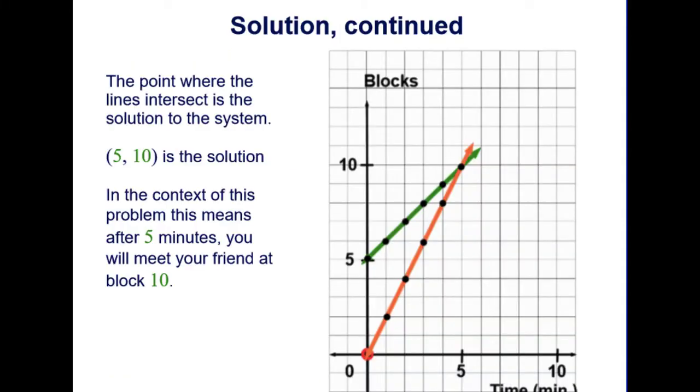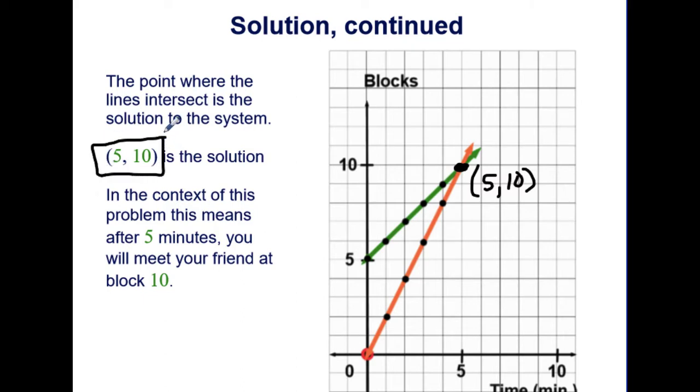The point where the lines intersect is going to be the solution to this system. This point here, that point is 5, 10. So 5, 10 is the solution to the system.